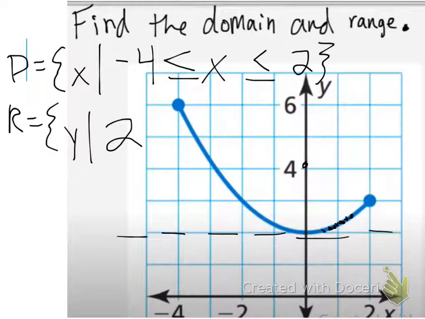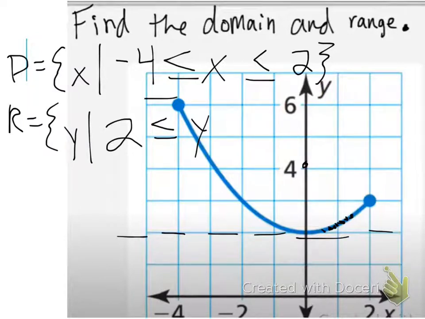Is 2 included or not included? Included. It's touching 2, is it not? It's touching 2, so y is greater than or equal to 2, correct? Because it's everything greater than 2. Okay, what's my biggest y value? Where's the highest it goes?